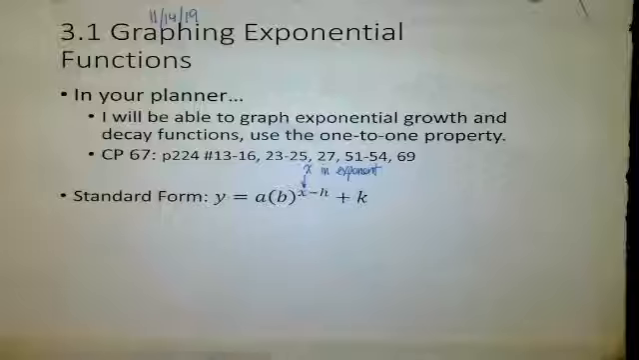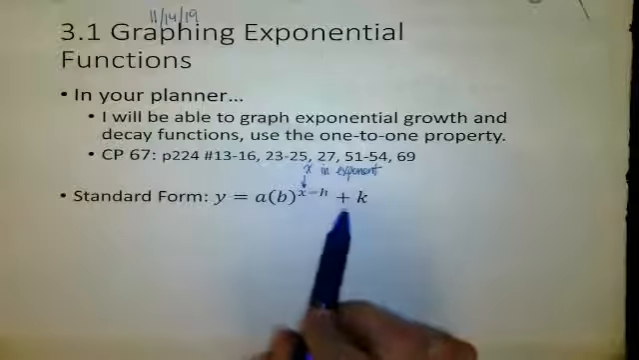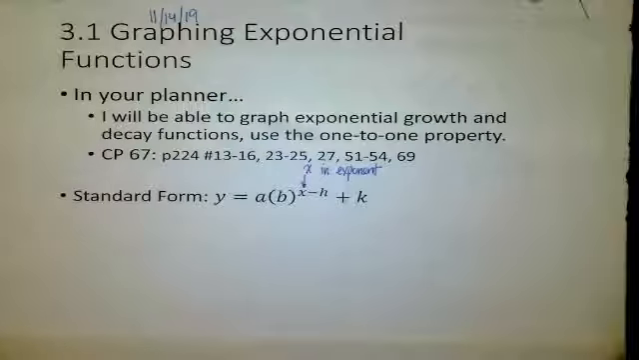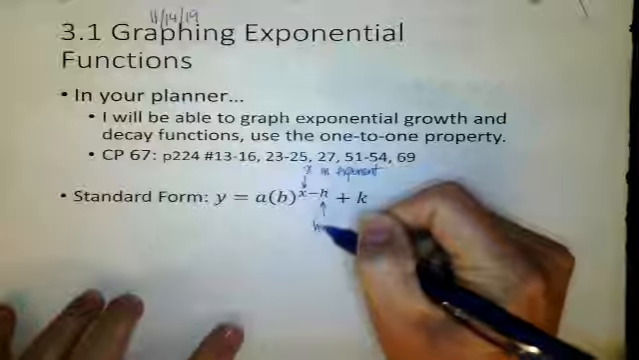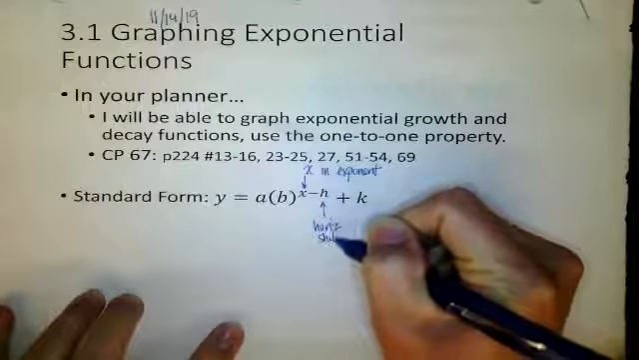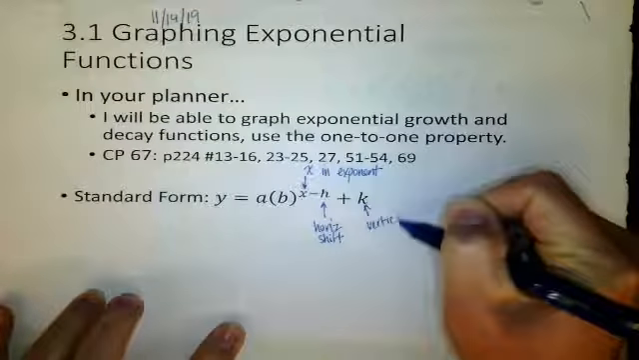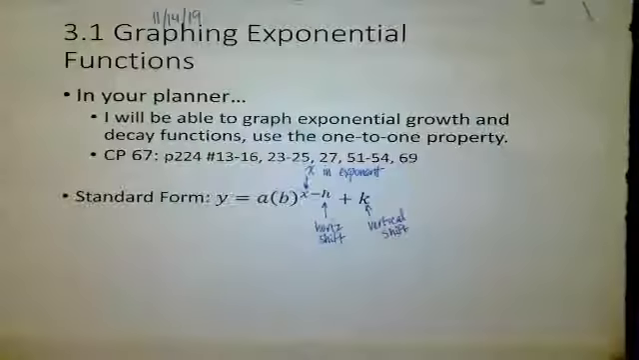And you'll notice we have a times b to the x minus h plus k. The h and the k do the same thing that they've been doing for quite a while now, and that is shifting. The h is a horizontal shift, left or right, and the k is a vertical shift, up and down, which is very, very nice. We can reflect the graph vertically as well, and that's sort of what the a does.